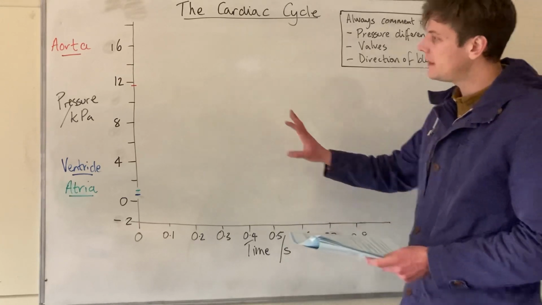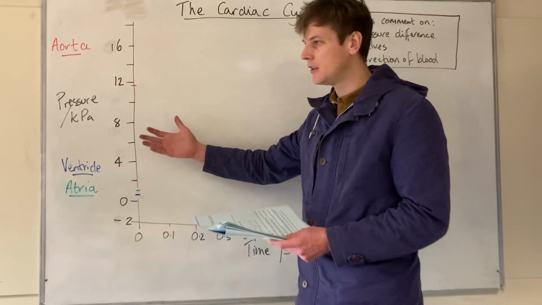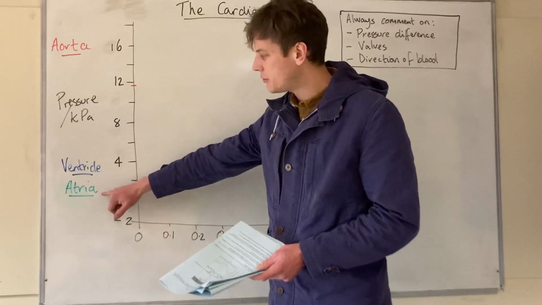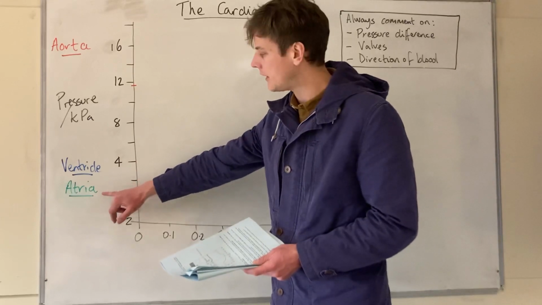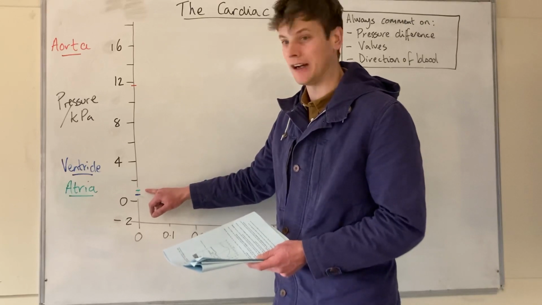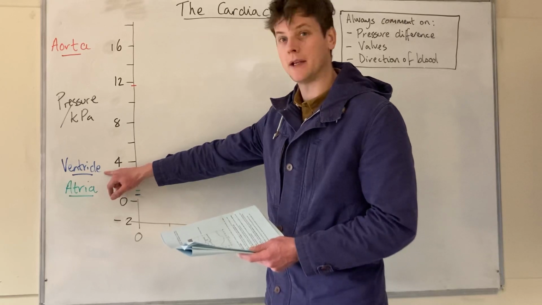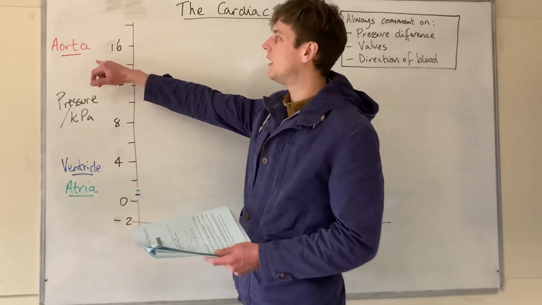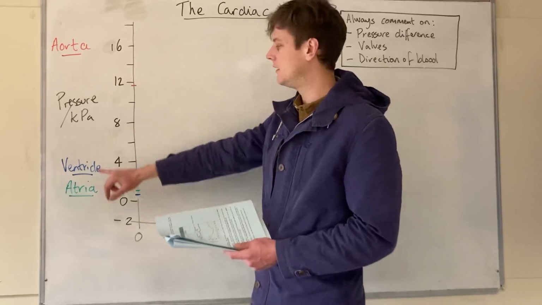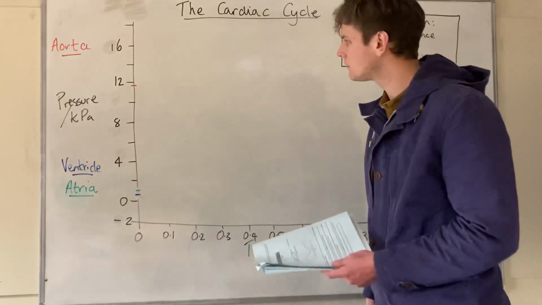On the y-axis we have the pressure, and that is the pressure measured in one of 3 places. It could be the pressure in the atria, and on my graph I'm going to show the pressure in the atria in green and use a green line. It could be the pressure in the ventricle, and on my graph that's going to be in blue, or it could be the pressure in the aorta. And therefore, if it's the aorta, this is the left ventricle and the left atria. But I'm not going to repeat that.